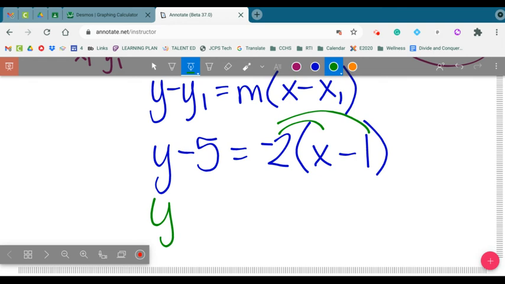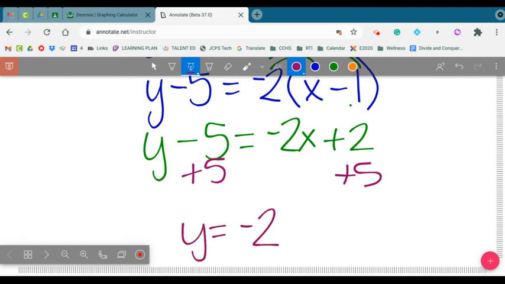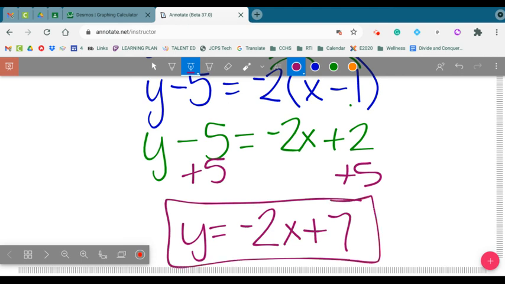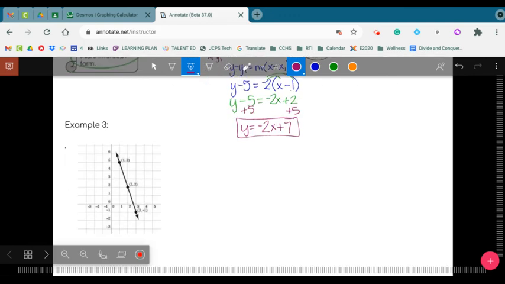Distribute. -2x, -2 times -1 is going to give us a +2. And then we're going to add 5 over. So we get y equals -2x plus 7. And that is my answer. Okay, let me know if you guys have any questions on that. We're going to move on to example 3.